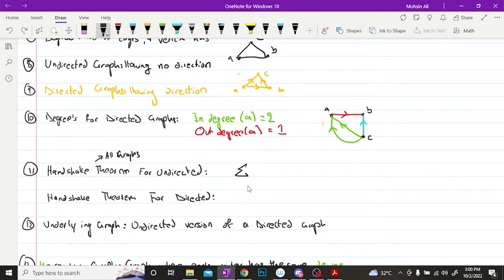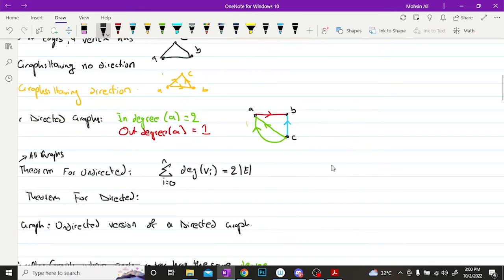So the undirected one is that you have a sum from i equals 0 to all of the vertices that you have in that graph, for vertex vi, and that will always equal the degree of vi, and that will always equal 2 times the number of edges that you have in that graph. For example, let's take this graph A, B, C.